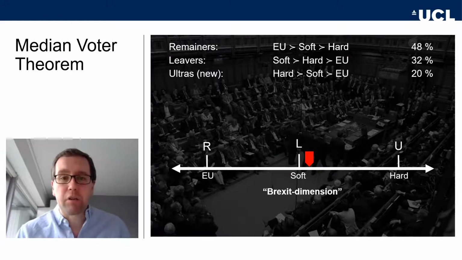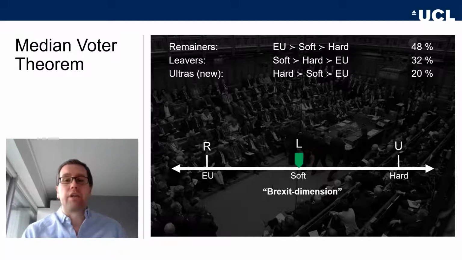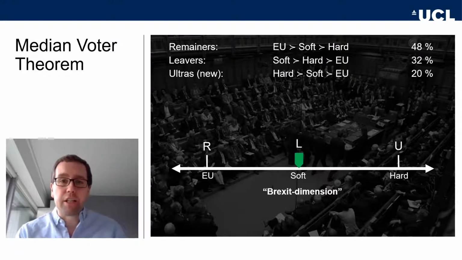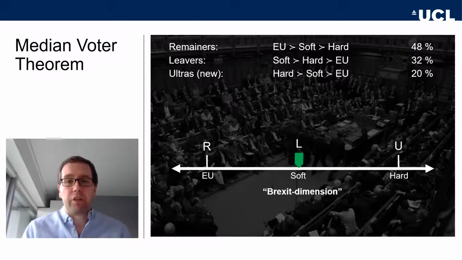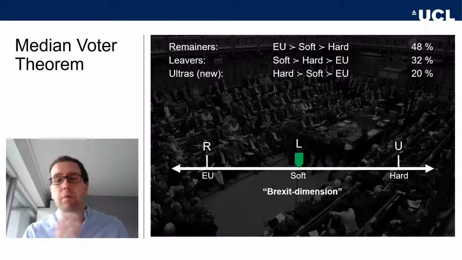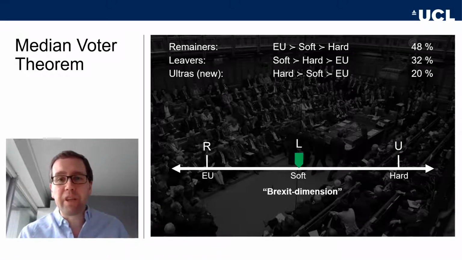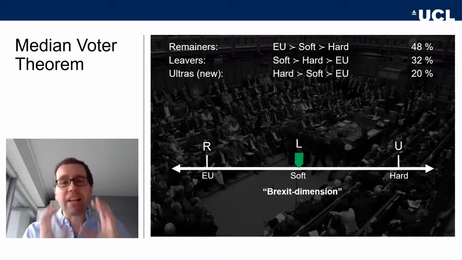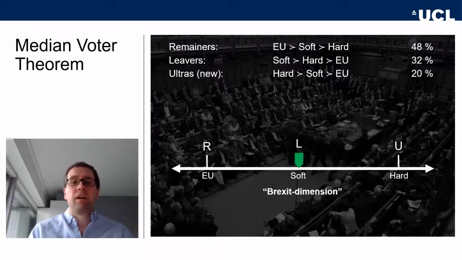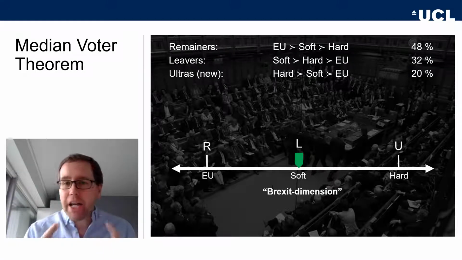So you already see where this is going. There could be another counter proposal, and essentially this can continue until we end up exactly at the ideal point of the Leavers. So by bargaining, by playing their cards right, the group in the middle here gets exactly what they want. And this is the core idea of the median voter theorem.